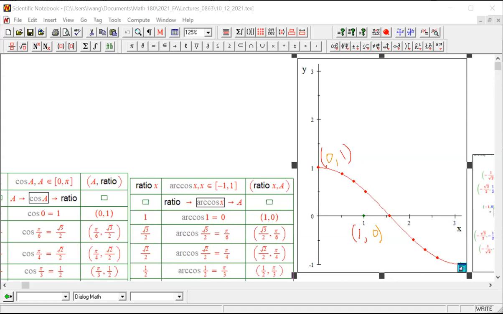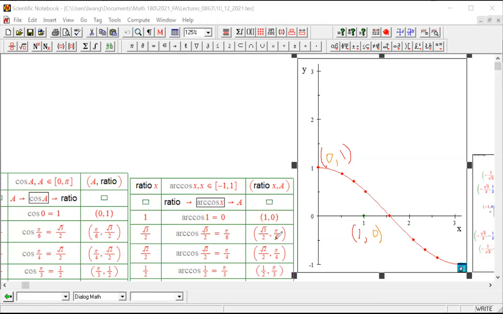Does everybody see that? Remember the orange color we did for angles, right? Now angles become the output, ratio become the input. So ratio 1 was the cosine ratio. Now it's ratio 1, and the angle is 0. The radian, the arc length is 0. Got it? Let's look at the next point.